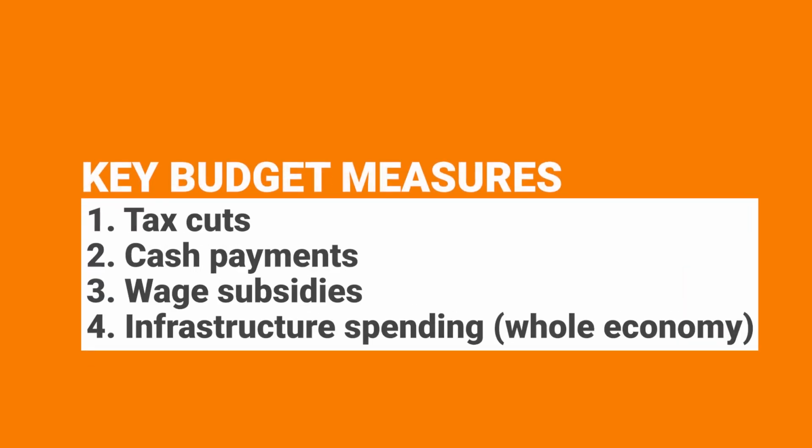Okay, so let's look at the specific measures of the 2020-2021 federal budget. So in terms of our discussion, we're going to look at 4 things. So tax cuts, cash payments, wage subsidy, and infrastructure spending. Let's start by focusing on the tax cuts.